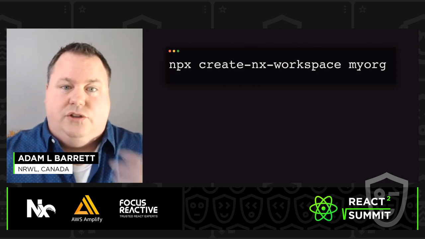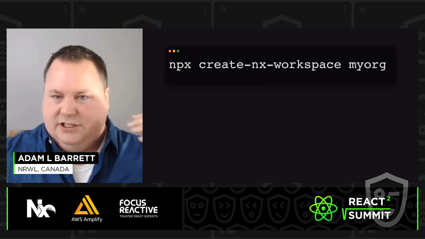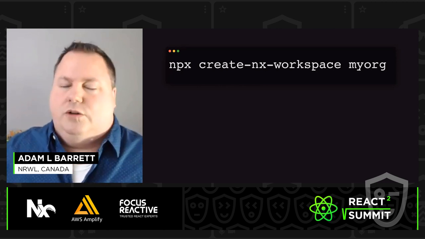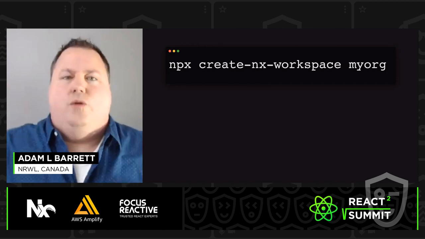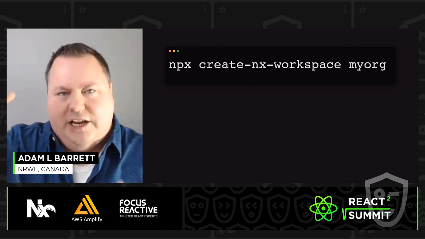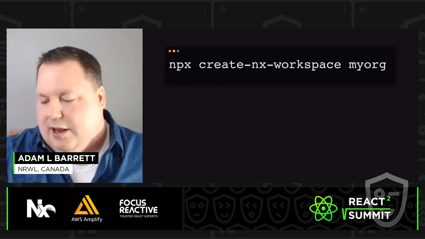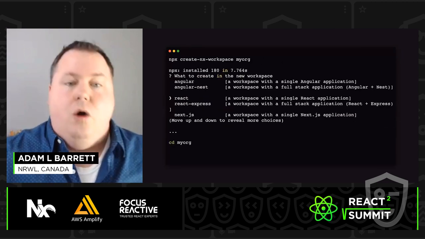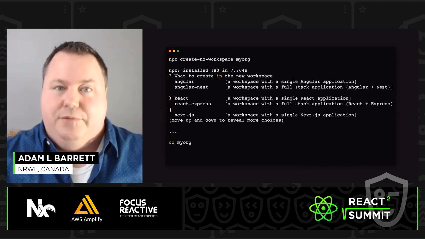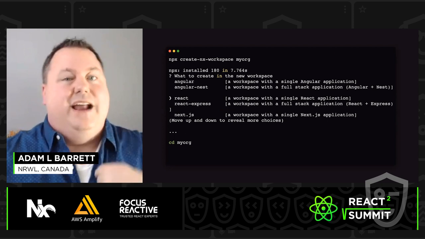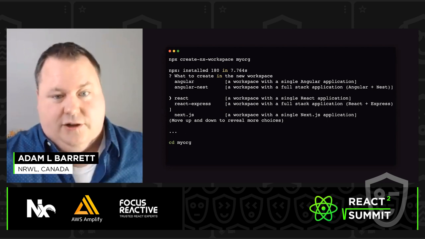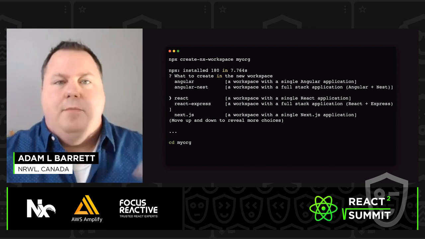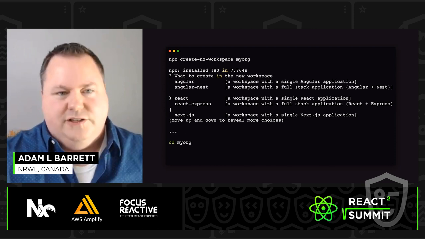To start off, I'm just going to create an NX workspace. I'm going to say npx create-nx-workspace, and then the organization name. This could be whatever organization. Again, you're going to have all your applications and your libraries in one place, so name that appropriately. Then it's going to ask what kind of application you want the first one to be. I'm going to choose Next.js because it's awesome. This is going to be, let's just say, my marketing website. That's going to be my first application.